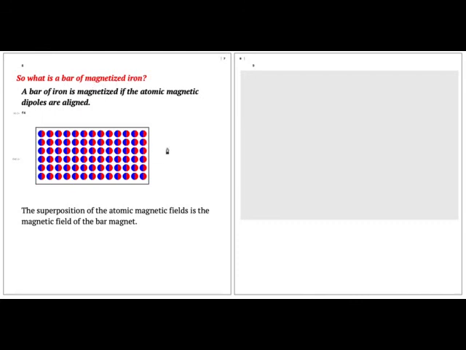Why does it have a north pole and a south pole? Well, remember, every iron atom is a little magnet. It's a little dipole. And if the atomic dipoles, magnetic dipoles I'm talking about, not electric dipoles, are all aligned, then you see what you end up with. You end up with this end being a north pole. The north poles here are red, the south poles are blue.